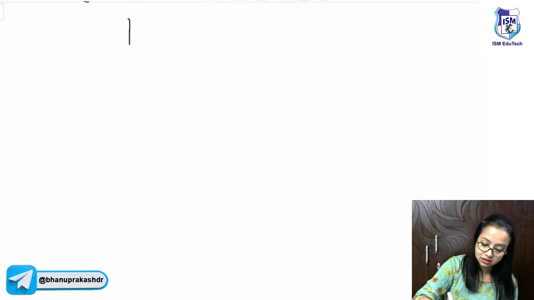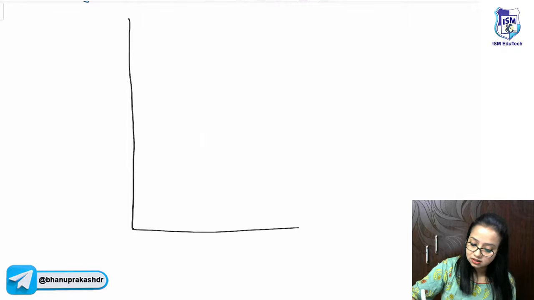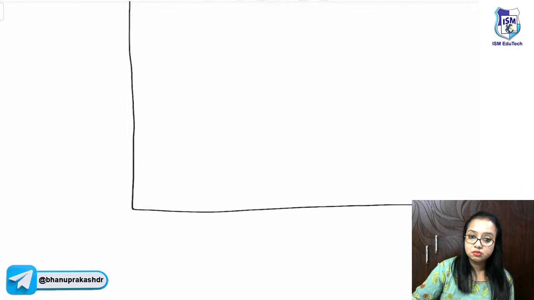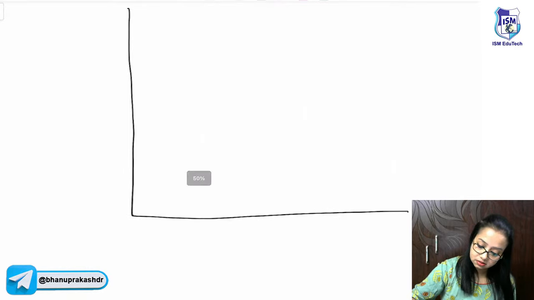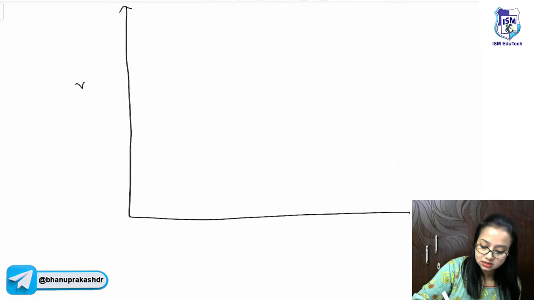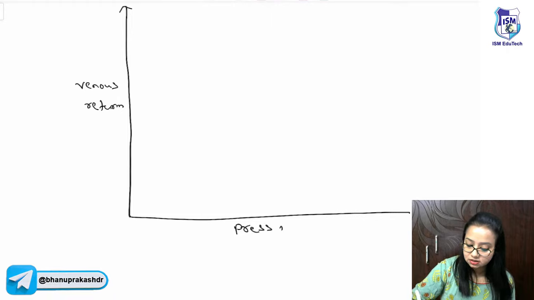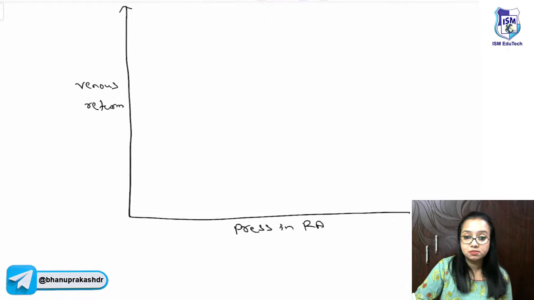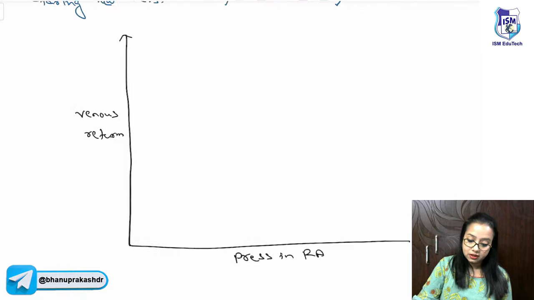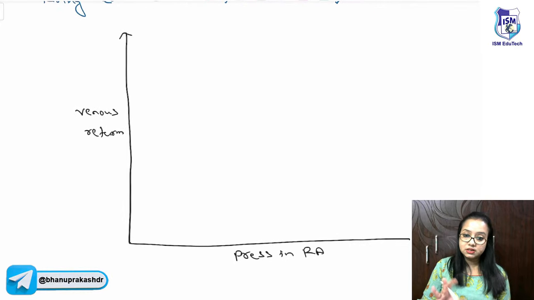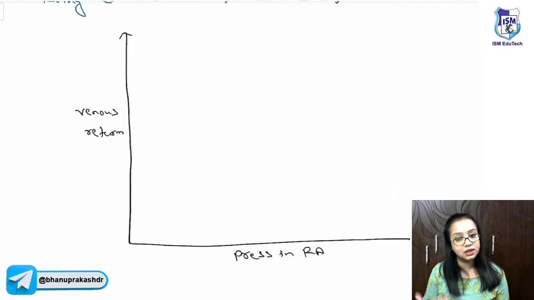It is a function of the venous return in mL on the y-axis, and on the x-axis is the pressure in the right atrium, in mmHg. So this is the curve that represents the pressure and volume function of the right heart.